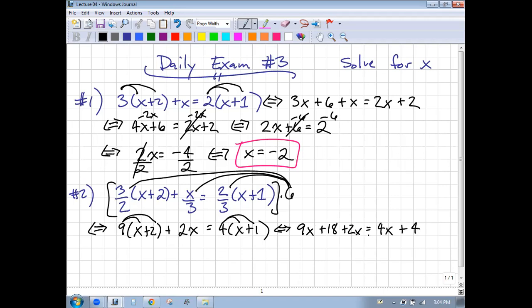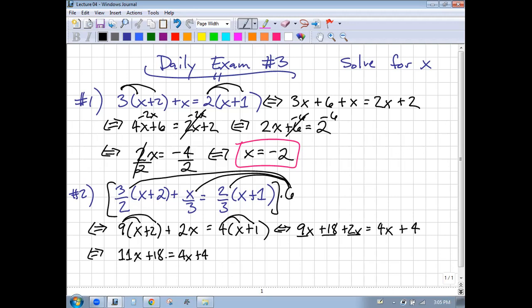Okay, now we have x's in 3 different locations. We can combine these like terms. Let's go ahead and do that. 9x and 2x is 11x. And I have an 18. And the other side, I can't do much with it yet.